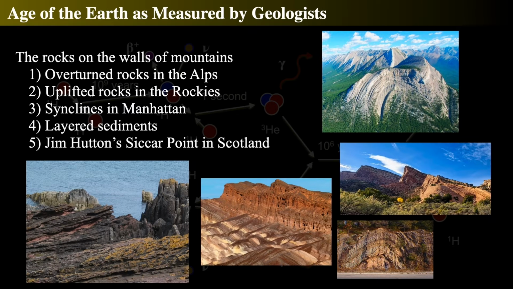And other scientists at the same time were studying how old the Earth was. And this was a fascinating study. People were looking at how the Alps were overturned and folded, and the uplifted rocks in the Rocky Mountains in the American West. And even in Manhattan, if you go around the island, up in the northern areas you see that the rocks are layered and tilted. So things have been moved. And if you look at layered sediments, such as sandstones or where fossils exist.